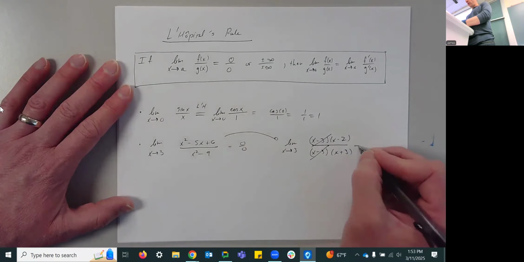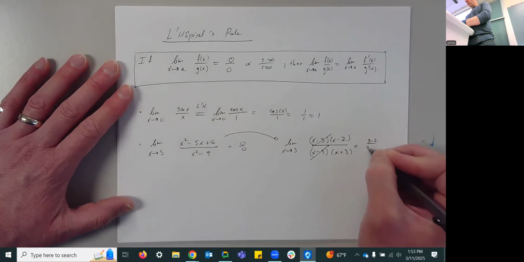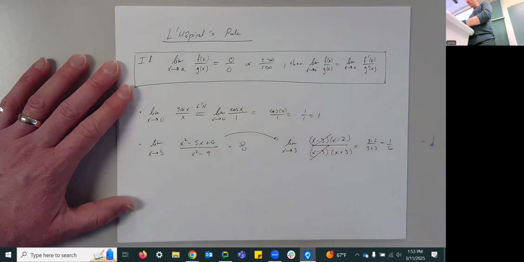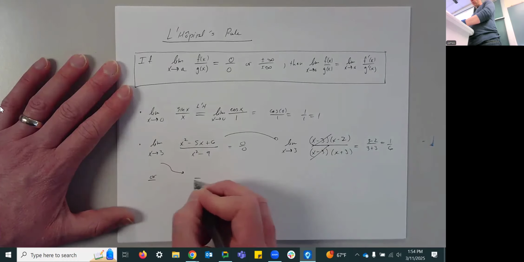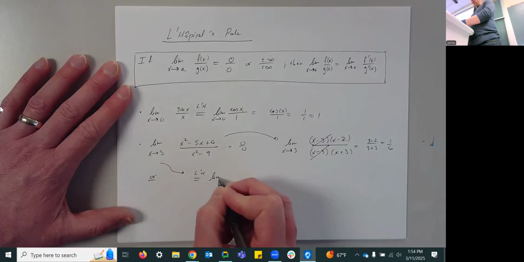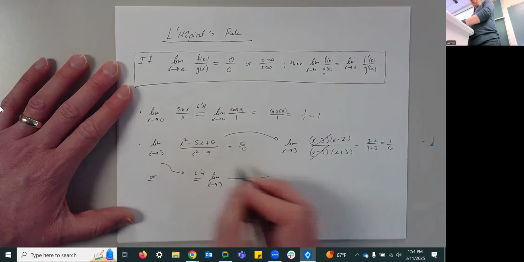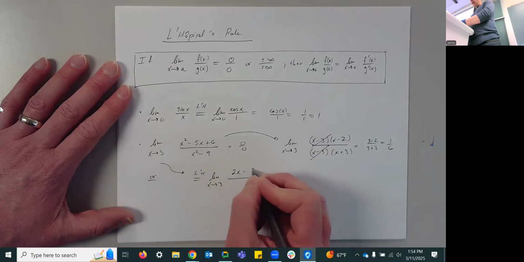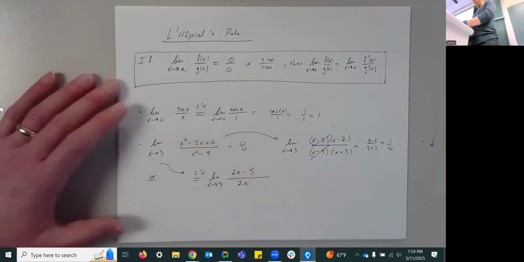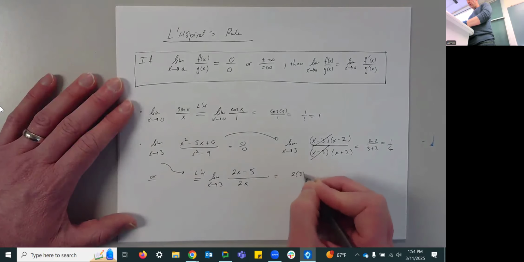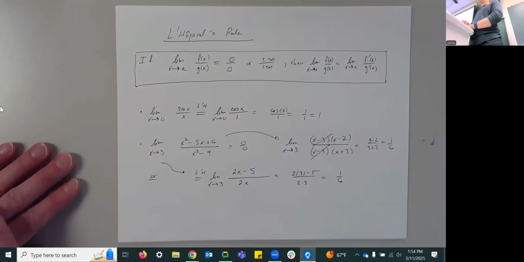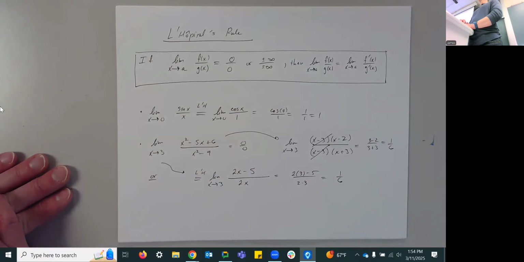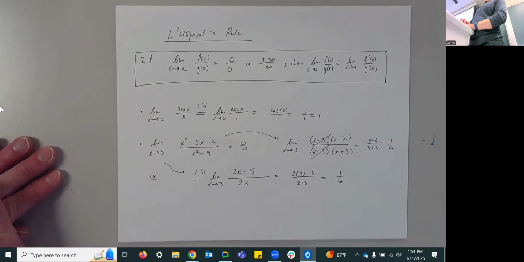I can plug in 3 for the remaining x's and get 3 minus 2 over 3 plus 3, which is 1 over 6. Or we could use L'Hopital's rule and say this is also equal to the limit as x approaches 3 of the derivative of the top, which is 2x minus 5, over the derivative of the bottom, which is 2x. And now if I plug in 3, look what I get. I get 2 times 3 minus 5 over 2 times 3, which is also 1 over 6. So for some limits that we've done before, we could also now use L'Hopital's rule instead.